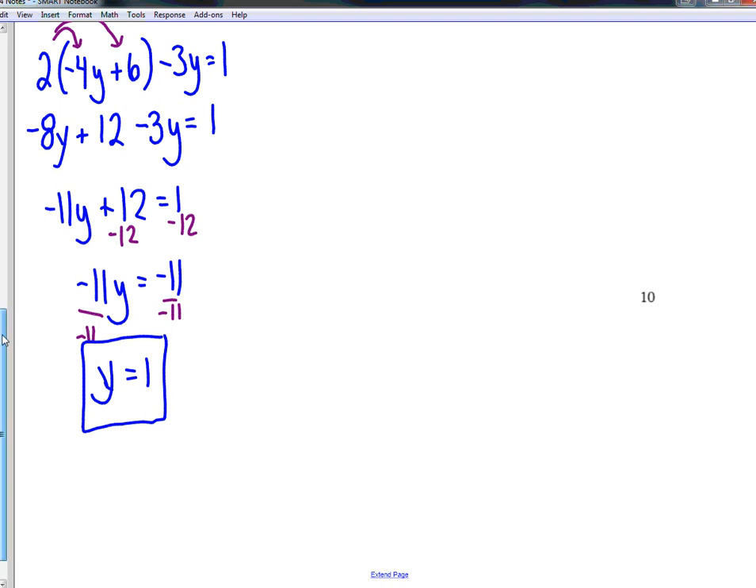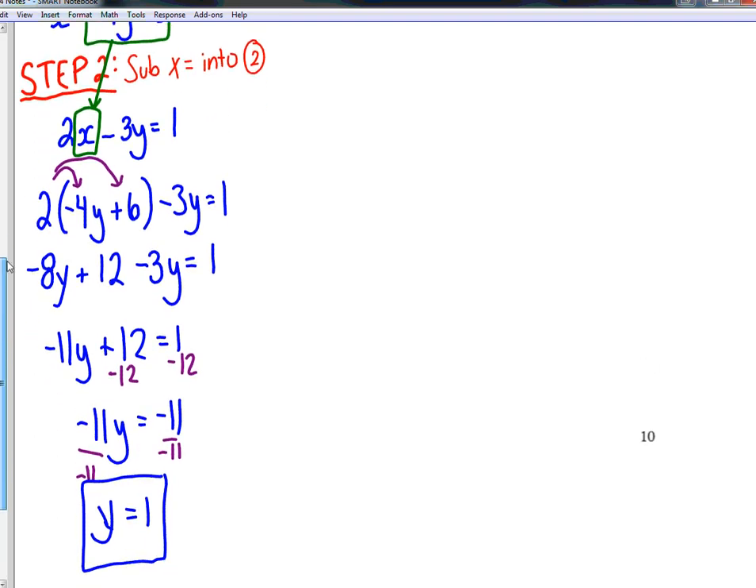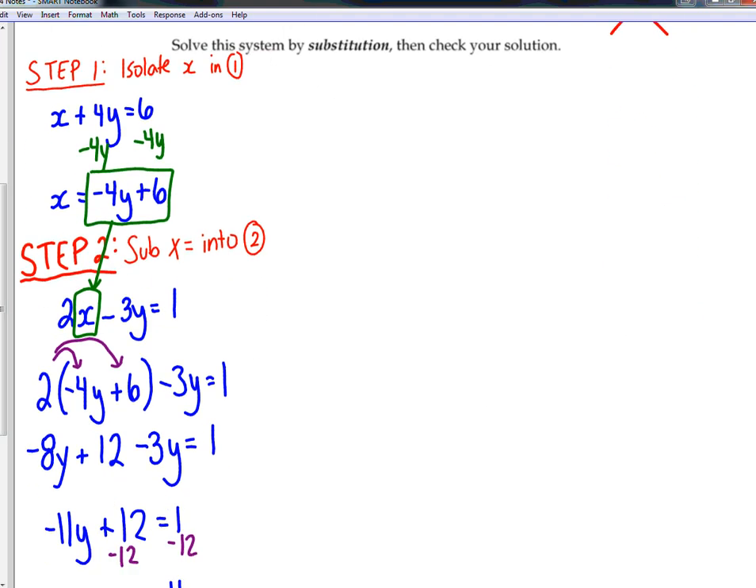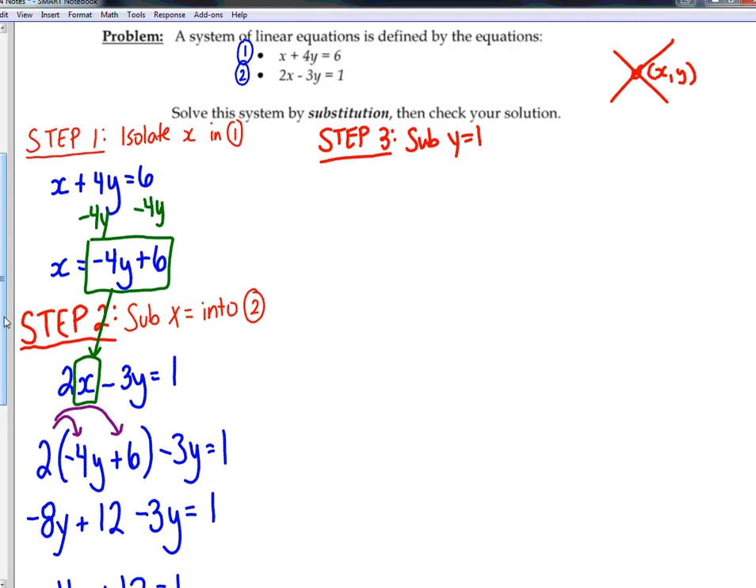Okay, now that we know y is 1, step 3 is quite simple. Step 3 is sub our solution, in this case y equals 1, into either equation. Which equation would you like to do? Probably the easiest is 1. I forget who's here. Bob is 1, Phil is 2.